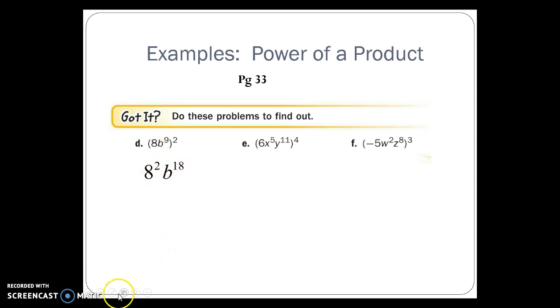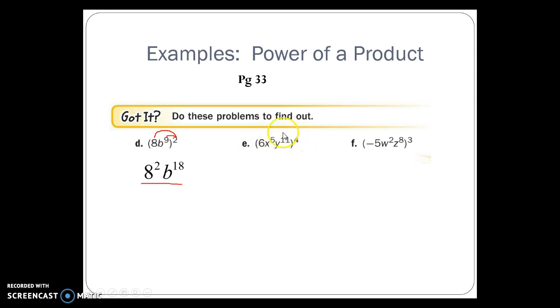I want to make sure, what Miss Waz and I want to see, is that you know this 2 is squaring the 8 and the 9, and I think it's very obvious when we write it like this for now. So we want to make sure you understand it. Write it like that.